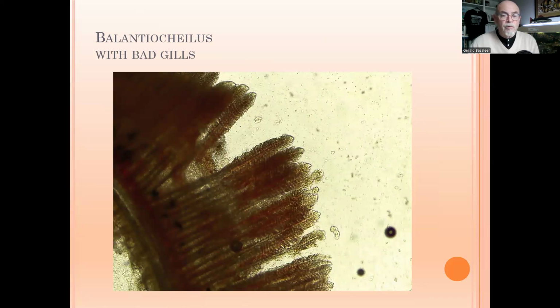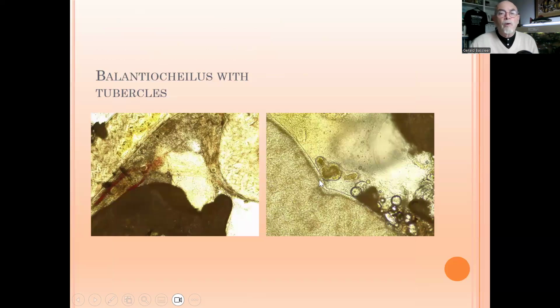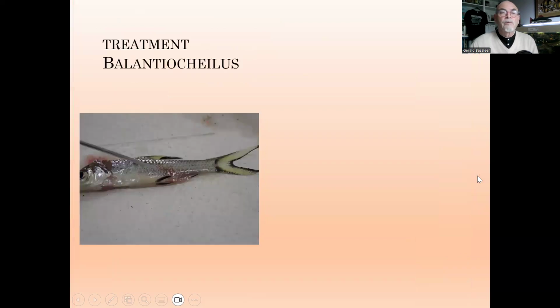In this Balantiocheilus, we also found badly affected gills. You could see that some parts of the gills will not do a proper job anymore for the gas exchange. Internally, we found a massive amount of bacteria, different kinds, and a lot of rod-shaped bacteria. You can see here all the little rods. At the same time, we found also tubercles. You can see them here at the right, all tubercles next to the intestine. And here parts of the organs, and here the parts of the mesenteria that are affected with tubercles.